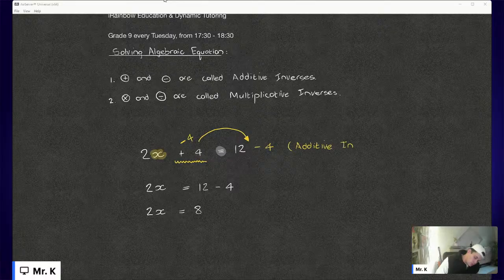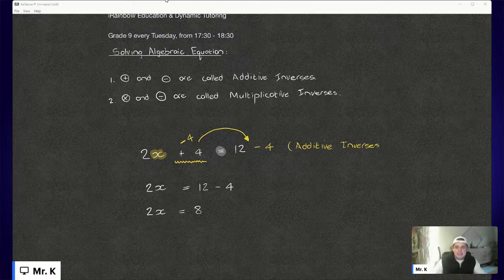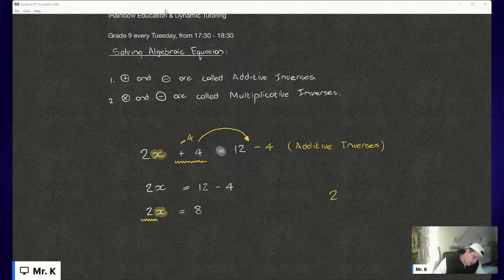Now, when we get to this second step over here, 2x equals 8, you can see that we've already dealt with all of the adding and subtracting, and now all we have left to do is deal with multiplication and division. So we've got to keep in mind that we are trying to get x on its own. But right now we have this 2 attached to the x, which is making things a little bit frustrating. And keep in mind that 2x is the same as 2 times x, right?